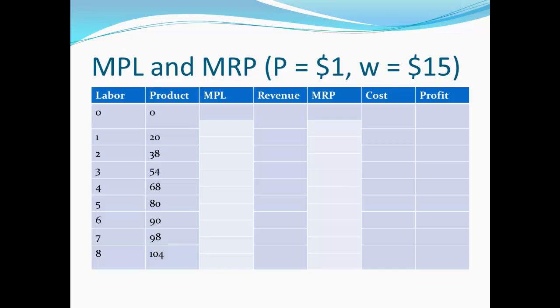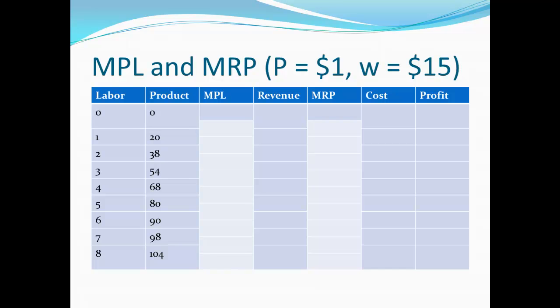Here's a mathematical case. Let's work out an example. Here I have the quantity of labor furthest left, then the quantity of product that they produce is the next one. Then we have the marginal product of labor. We can calculate revenue. We can calculate marginal revenue product then. We can look at the amount of cost we have and the profit. To keep things simple, we're just going to say that first we're price takers. We'll set the price equal to $1. That makes life easy.